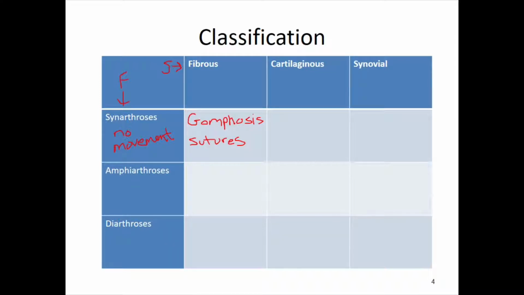Cartilaginous synarthroses. This can include the epiphyseal plate. That's that hyaline cartilage in the epiphyses of bones. Another example would be costal cartilage. Those are the cartilage between your ribs and the sternum. I'm going to switch now before we get into whether there's a synovial synarthroses. We're going to give some examples of fibrous and cartilaginous amphiarthroses. So this is slight movement again.